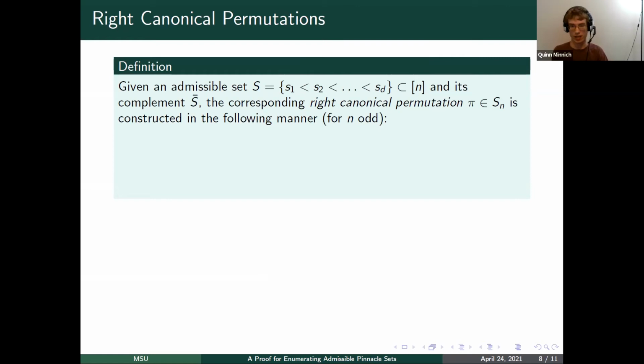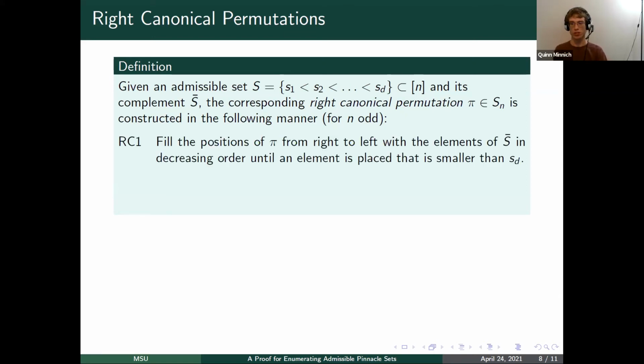So more specifically, how do we construct this thing? Well, suppose someone hands you a pinnacle set, an admissible one, and we're going to order the pinnacles from smallest to largest. And we're going to let S bar be all the rest of the elements we don't want to be pinnacles. And then we have this algorithm for when n is odd. There's another one for when n is even. It's pretty similar, so I'm not going to include it. But for n odd, this is what you do.